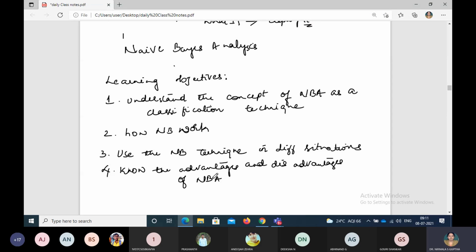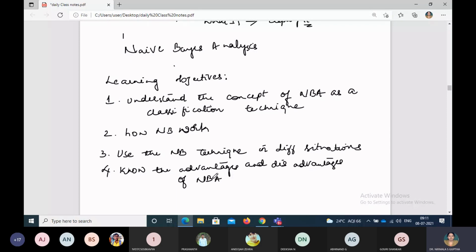Very first one is we need to understand the concept of naive-Bayes analysis. What is this naive-Bayes analysis, or naive-Bayes technique? What kind of technique it is, whether it is supervised or unsupervised. It has been called a classification technique. So we need to understand the whole scenario of the concept of naive-Bayes analysis in the beginning.